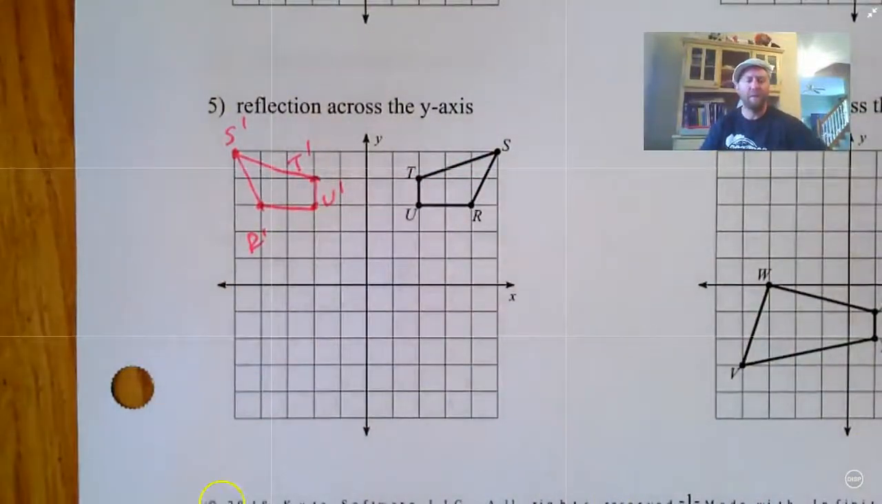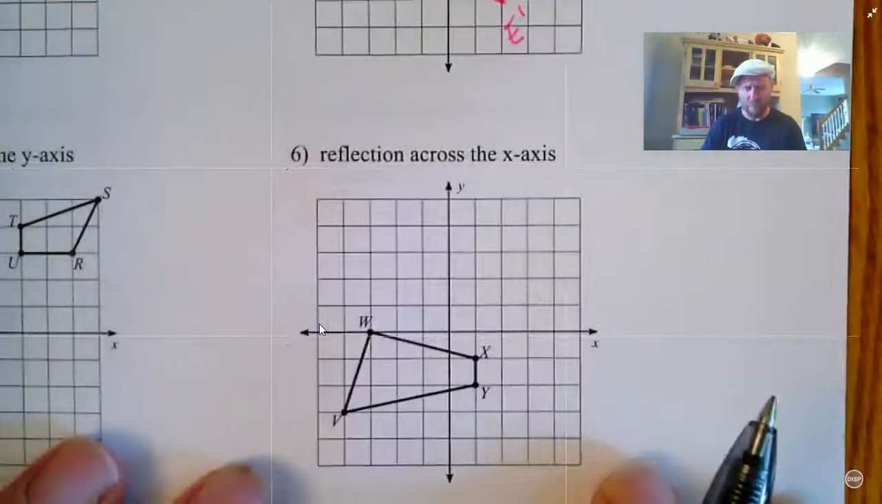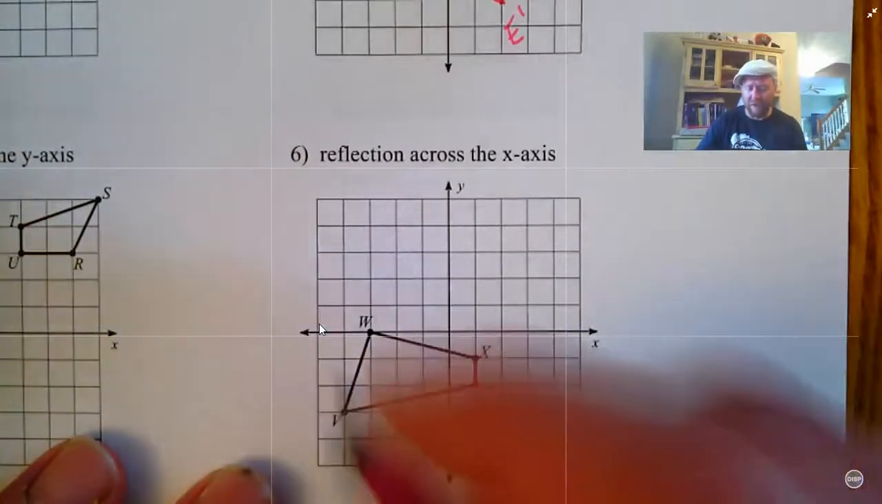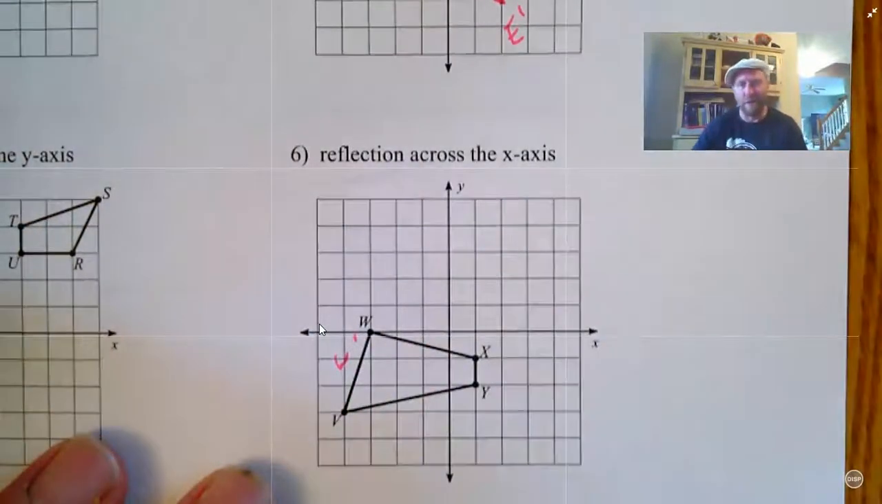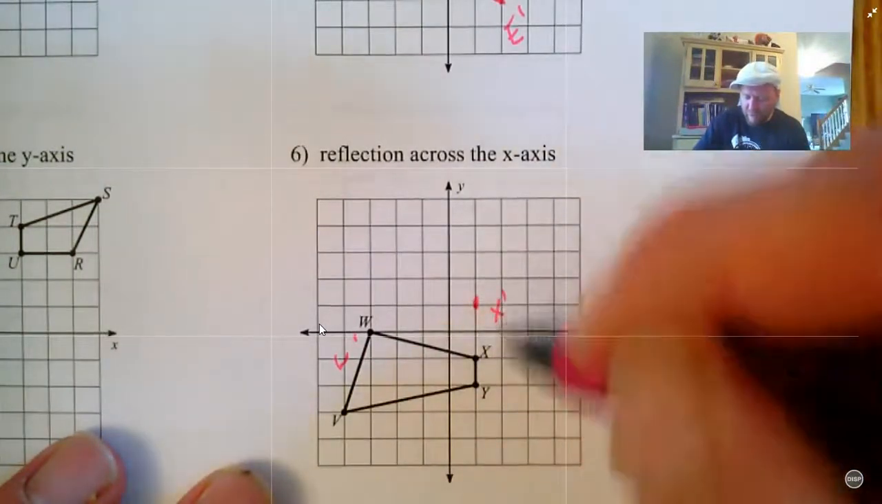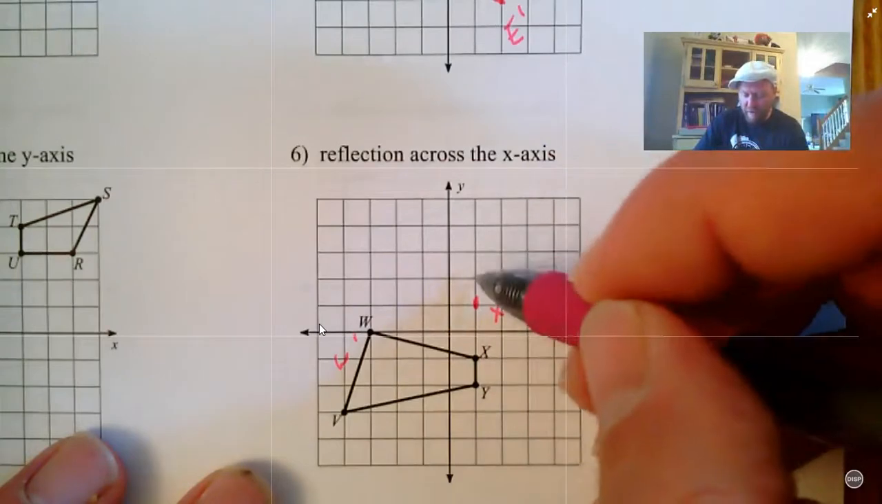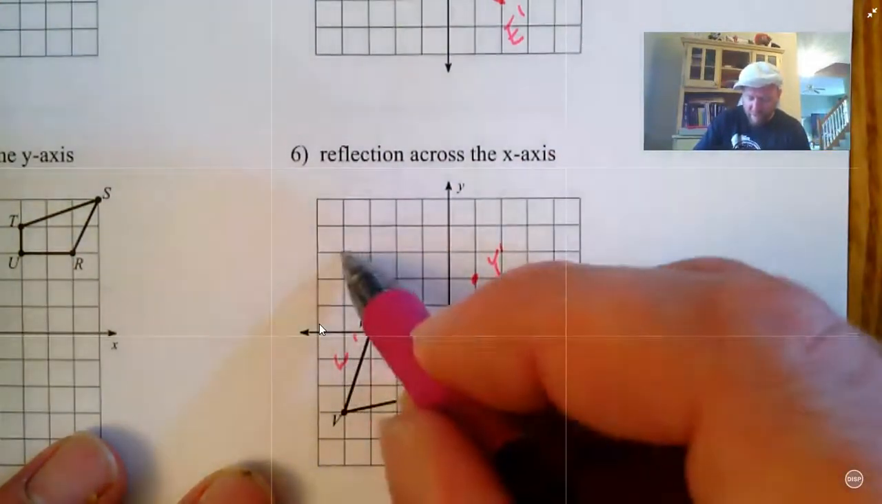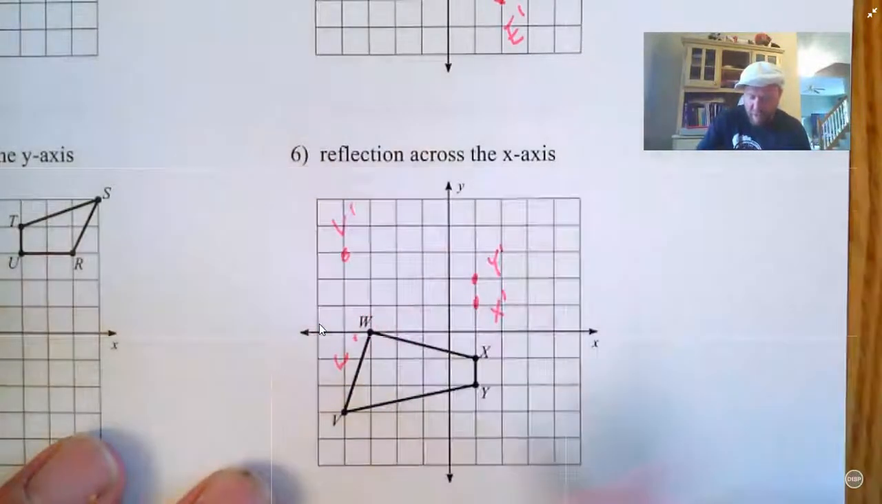Okay, so across the x-axis, there's the x-axis right there. W's already on the x-axis. So W prime is going to be kind of right on top of it. Doesn't really move at all. X, 1 space away, so X prime, 1 space in the other direction. Y is 2 spaces away, so 2 spaces in the other direction for Y prime. V is 3 spaces away, so 3 spaces away in the other direction.